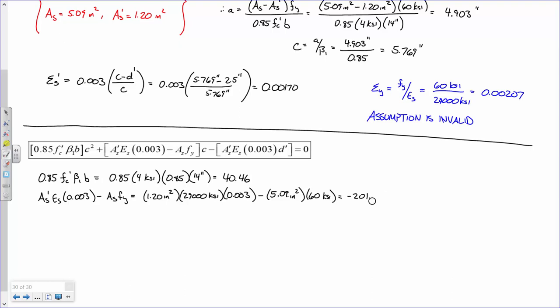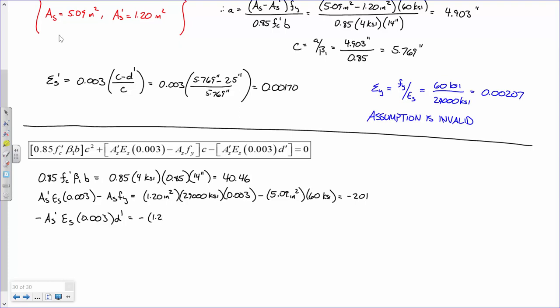That's fine. Look, we're just solving for constants in a quadratic equation. They can be positive, they can be negative, they can be whatever. So now, look at this. Quadratic equations like ax squared plus bx plus c. See this minus right here? Don't forget that, okay? What I like to do is put the minus right here. So minus As prime Es 0.003 d prime. Put the minus there, okay?